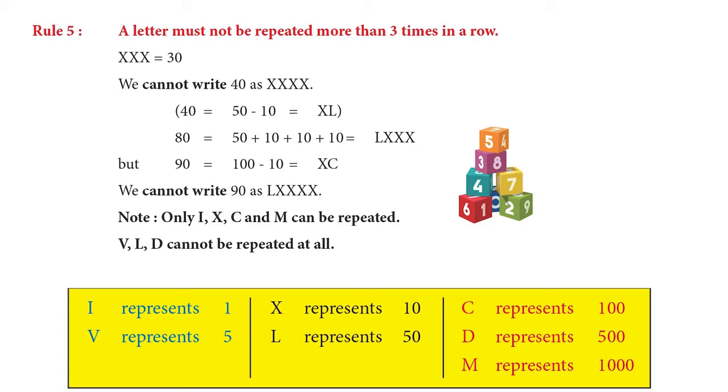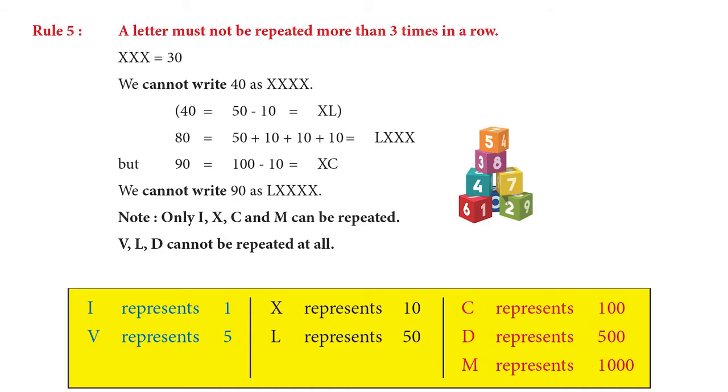10 into 3 times is 30. So, then how do we write 40? Because you cannot repeat one letter more than 3 times. Alright, to write 40, we use X and L.